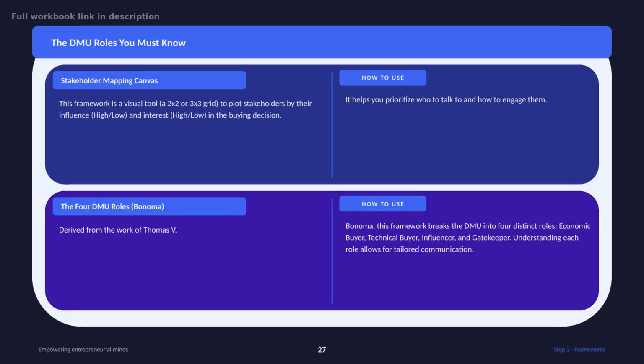The first is the stakeholder mapping canvas, a simple 2x2 or 3x3 grid that plots each stakeholder by how much influence they have and how much interest they're showing. Use it to decide who to prioritize and how to engage them.